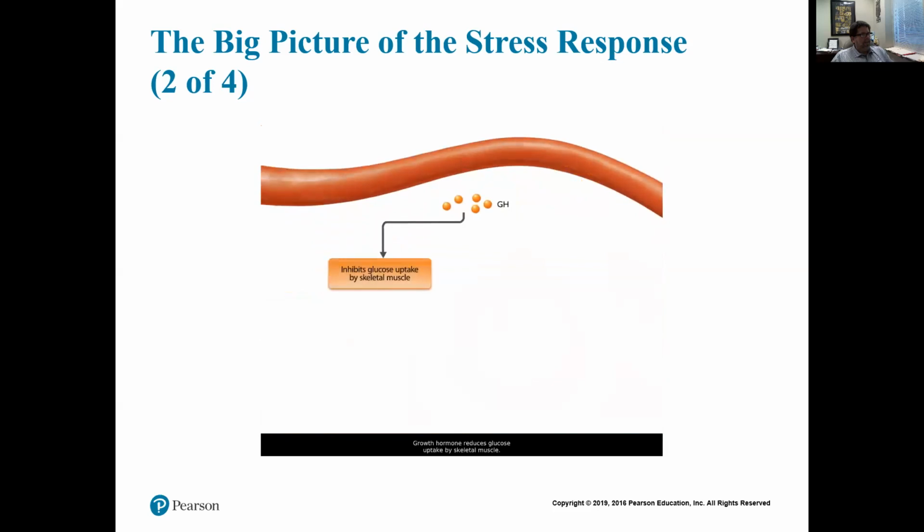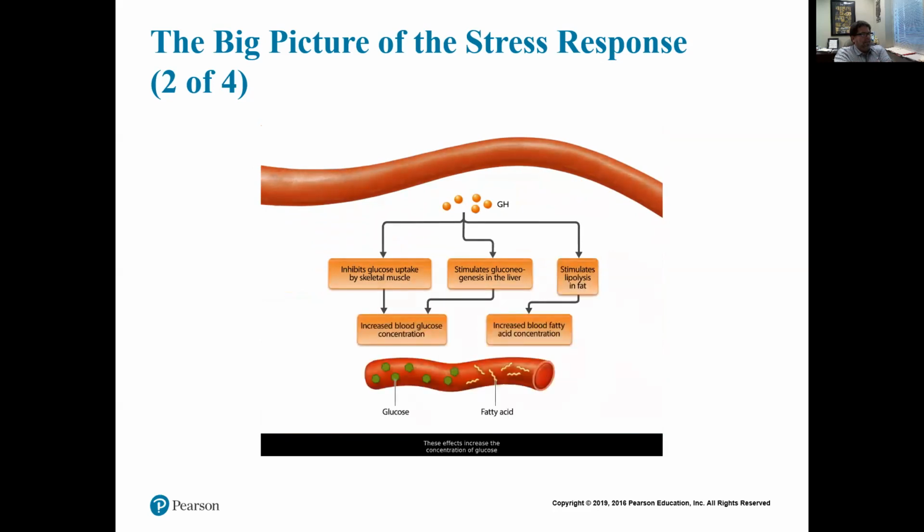Growth hormone reduces glucose uptake by skeletal muscle. It stimulates gluconeogenesis, or the synthesis of glucose from non-glucose precursors in the liver. It also stimulates the breakdown of lipids in adipose cells. These effects increase the concentration of glucose and fatty acids in the blood, allowing all cells to use them as fuel for the stress response.